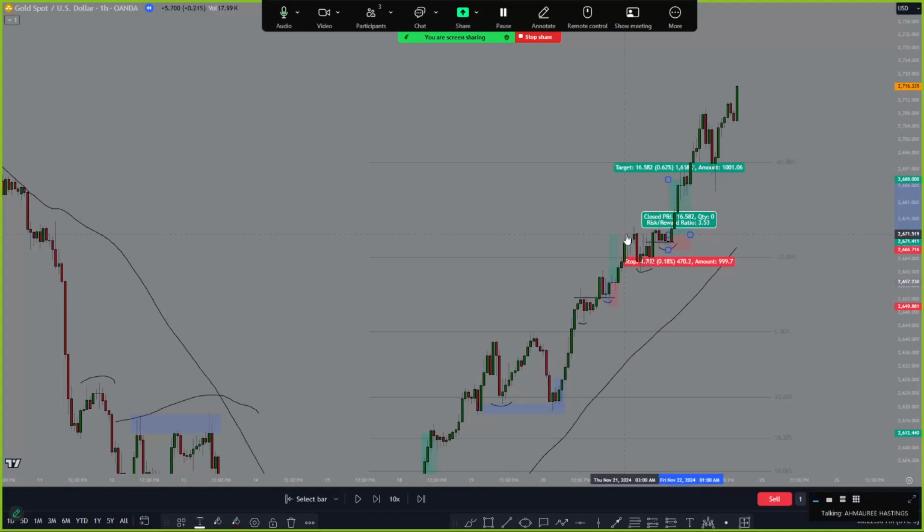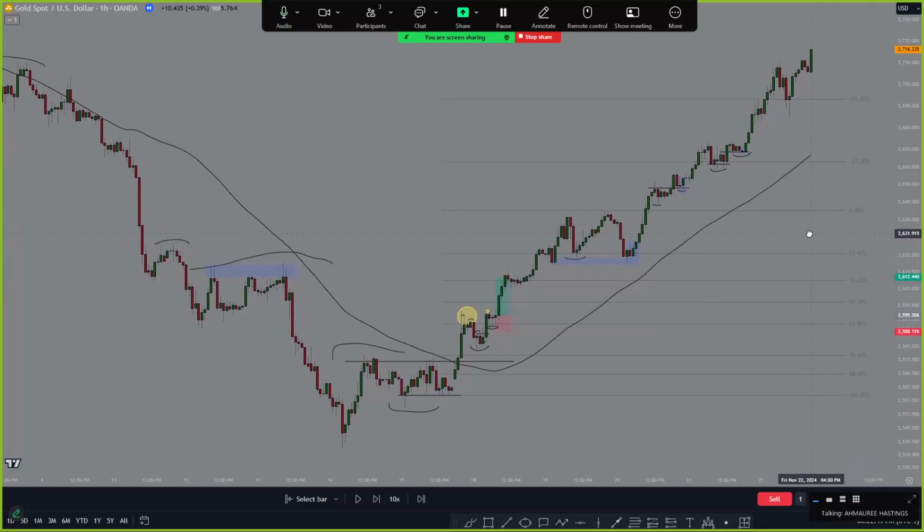This would have been 160 pips here, 140 pips there, and then let's say you didn't get an entry here, but even if you did, that would have been 200-300 pips. So just multiple opportunities and ways to scale in on a setup.